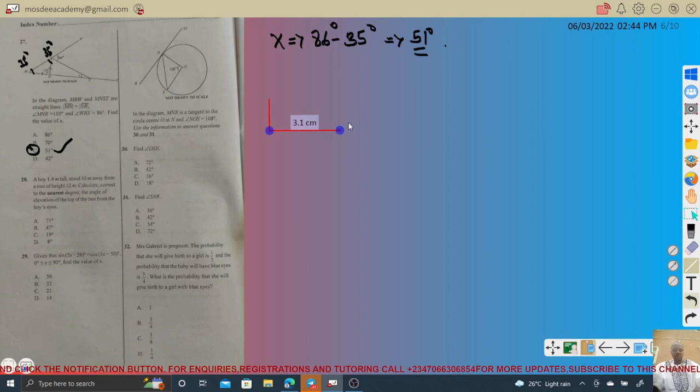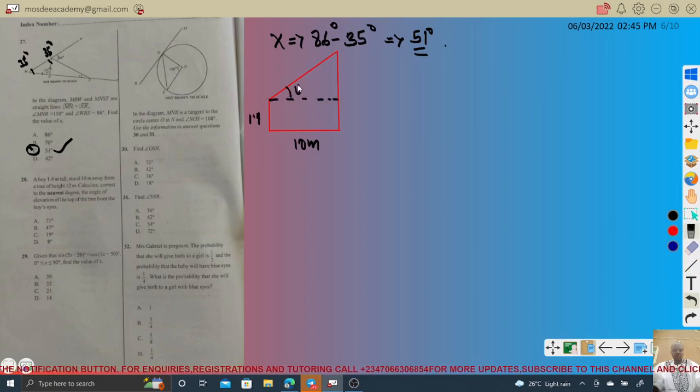The tree will be taller than the boy. It is 10 meters away. Let's say this is the tree. No matter how the diagram looks like, it's always a triangle. Calculate, correct to the nearest degree, the angle of elevation of the top of the tree from the boy's eye. Now this is the eye of the boy. His eye is here, looking in the direction of the line of vision at an object placed above. So from symmetry, we say these and these are equal. So this is the elevation angle you are looking for.